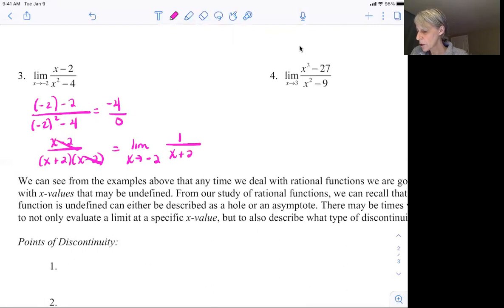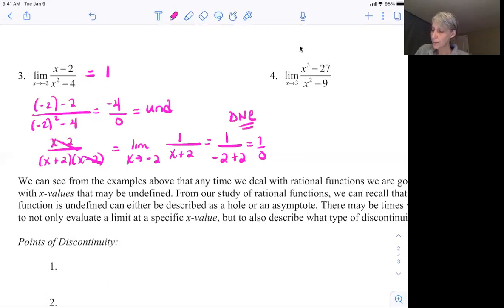This is 1 over x plus 2. 1 over -2 plus 2. Again, I wind up getting 1 over 0, so this is undefined. When I first evaluate it, it's undefined. And now since I don't get an answer the second time, this means my limit does not exist. And if you recall from the other day, we had these situations. And in this type of situation, we probably have some asymptotic behavior going on.